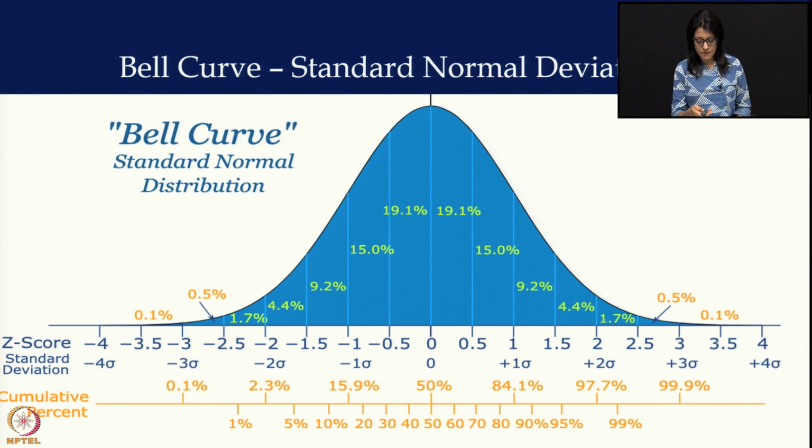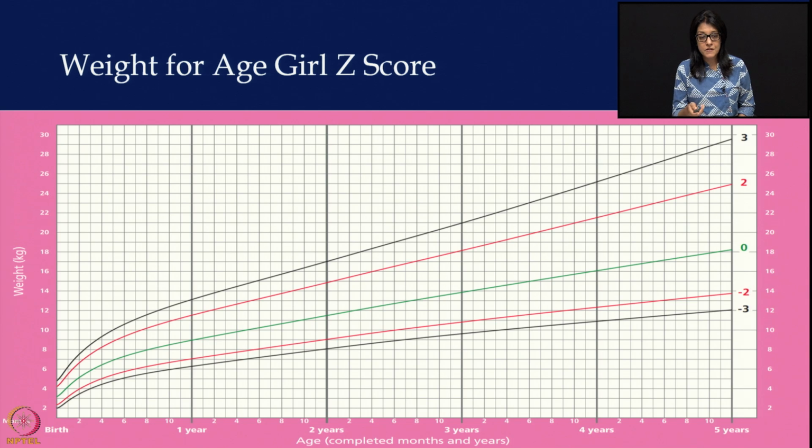Okay. Let us see another chart. Now this is your weight for age Z score. So, in Z score, see here, this is in the form of a growth chart. You have the mean, you have -2 standard deviation, you have -3 standard deviation. Similarly, you have +2 and +3 standard deviation. So, on average all your children should fall between 2 to -2, 2 to -3.